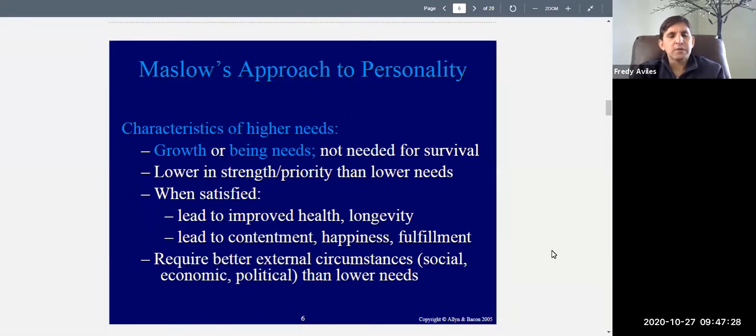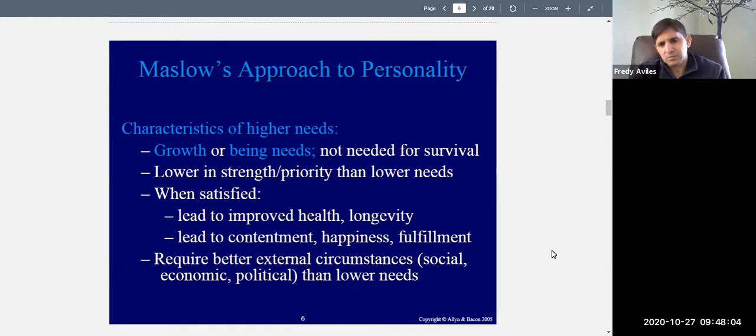Political circumstances. If you live in a place where, like I said, there's no freedom, there's a dictator, right? And you're told what to do and what to think, and your freedom is greatly restricted, then according to Maslow, you probably won't be able to achieve the highest need of all, which is self-actualization. You won't be able to become who you're meant to be because you're basically enslaved. You're not free. The lower needs you can still meet, right? In those other circumstances, but it will be more difficult. But the higher needs require better external circumstances than the lower needs.